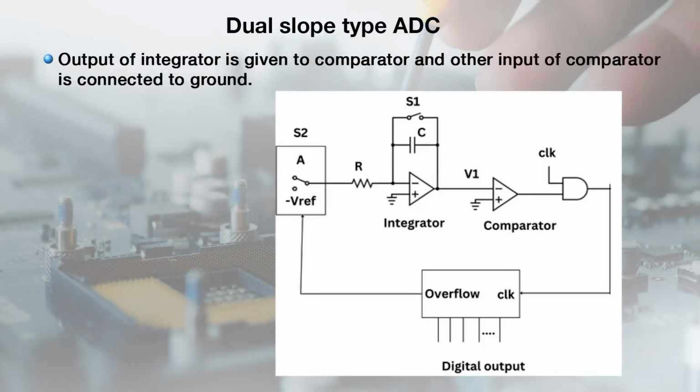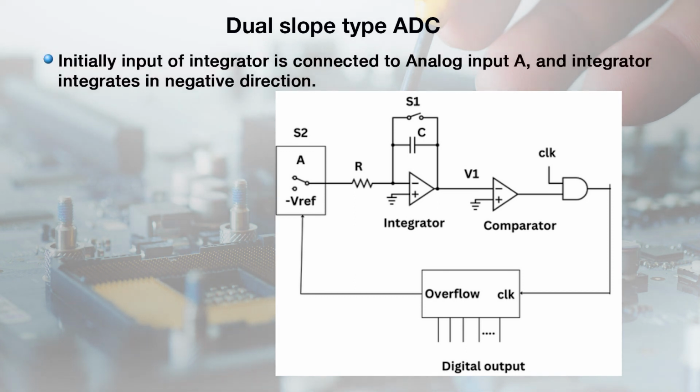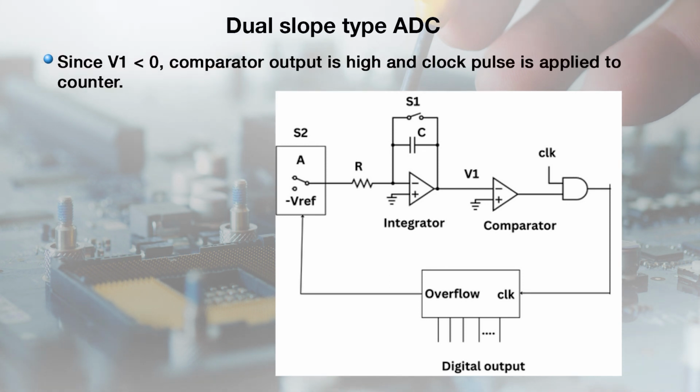Now, let us have a look at the schematic diagram of the dual slope ADC and understand its working. Here, the output of the integrator is connected to one input terminal of the comparator and the other input terminal is connected to ground. So, initially when switch S2 is connected to the analog input voltage A, the integrator integrates in the negative direction, which means the inverting terminal of the comparator is negative with respect to the positive terminal, and due to that the output of the comparator will be high.